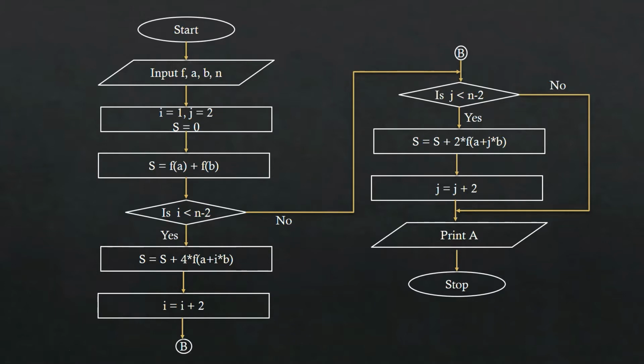Since i is the counter for odd terms and j is the counter for even terms, in this loop where i is less than n minus 2, we multiply 4 to the odd terms, and we do this formula and add it to s. Similarly, it is done for j, which contains the even terms, that is, it is multiplied by 2 and then added to s. These two loops will terminate when i and j are greater than n minus 2. Now once the loops end, we get the answer stored in s, which is the integration of the function.